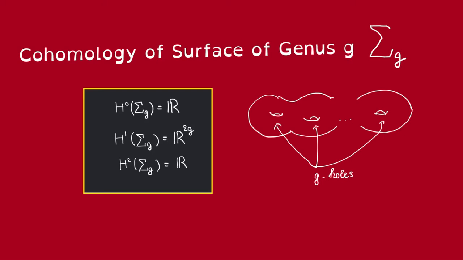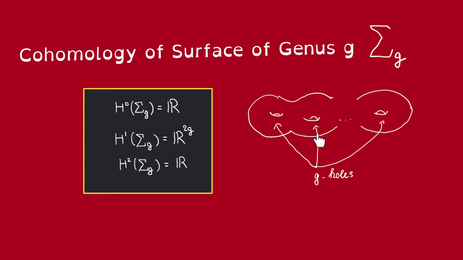Previously, we have computed the cohomology group of the torus. Now we want to generalize that and compute the cohomology of the G-hole torus. In other words, the cohomology of a compact orientable surface of genus G. We'll denote that by sigma G.